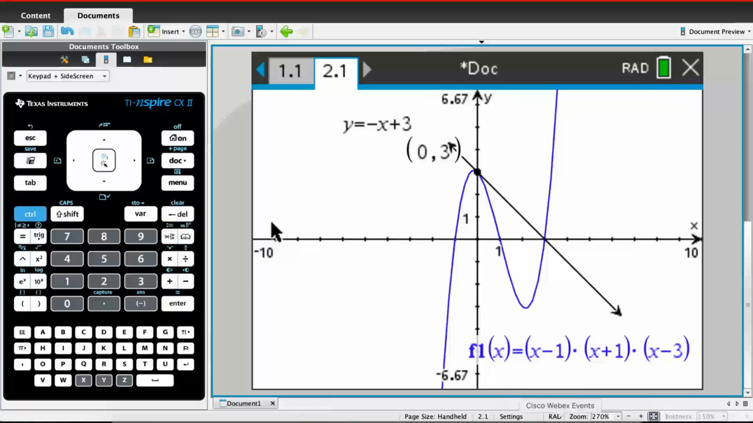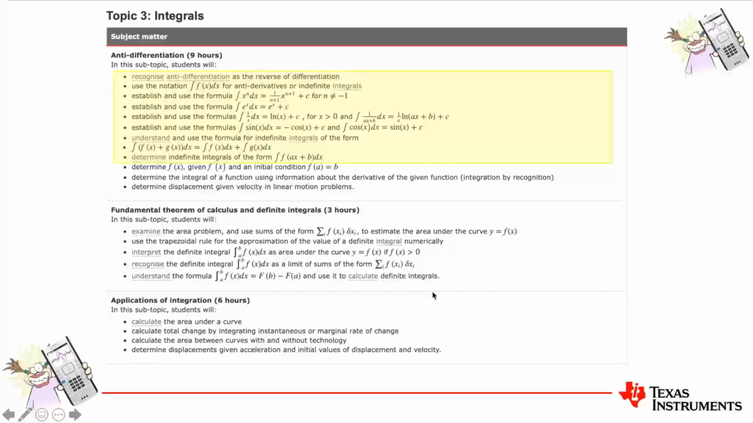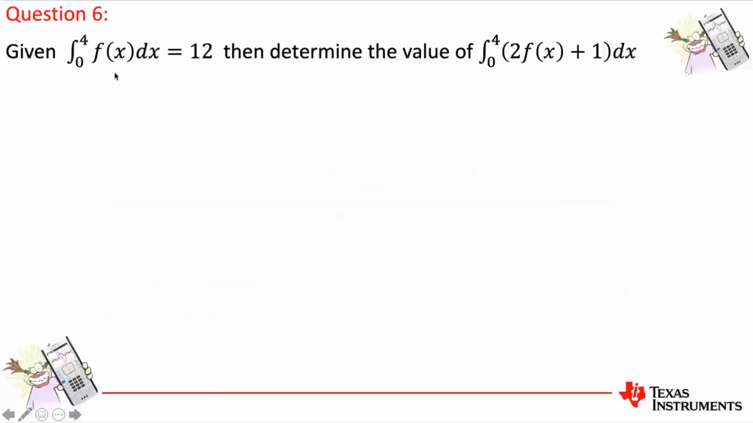Now let's look at question 6. Question 6 is an integral question, so we're looking at some integration. It's an interesting question because it approaches the whole notion of area from a slightly different perspective. We've been given that the integral of f of x dx from 0 to 4 is 12, and we have to determine the value of the integral of 2f of x plus 1 dx.